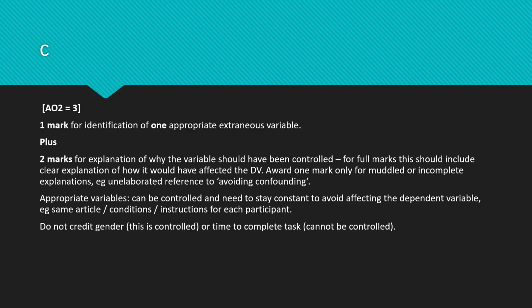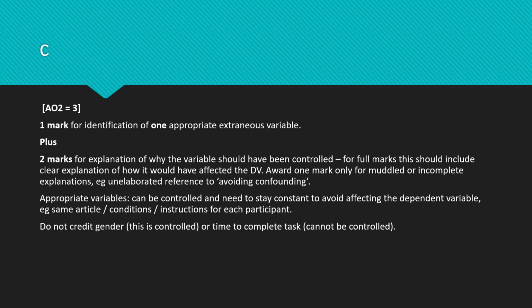Let's look at C then. Now this is 3 marks and it's identify one extraneous variable that the psychologist should have controlled in the study and explain why. So you get 1 mark for identifying the correct or any extraneous variable, and your 2 marks comes from describing why. So appropriate variables, you could have said making sure that it's the same article that they read it in, so it's not something that's more difficult for individuals. The same instructions for each participant, the same temperature, the same light conditions, anything like that.